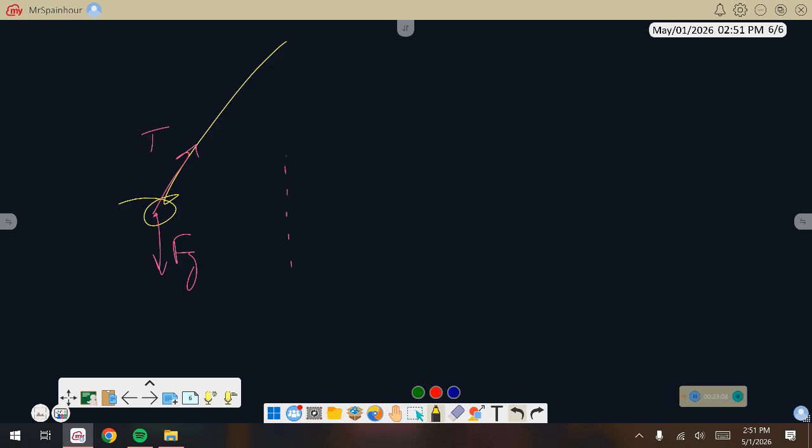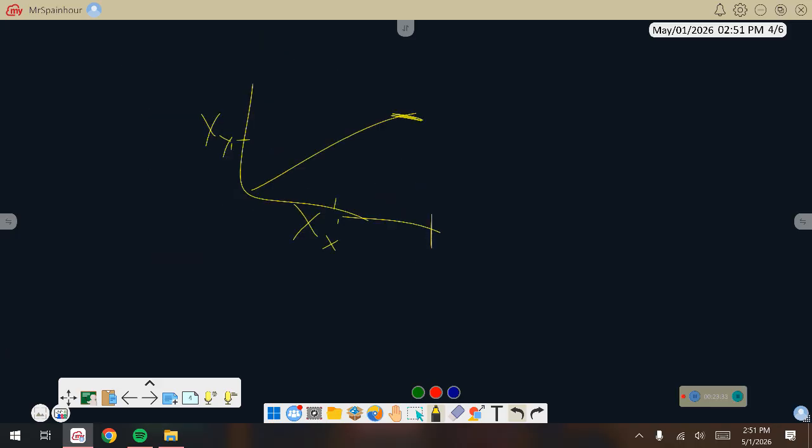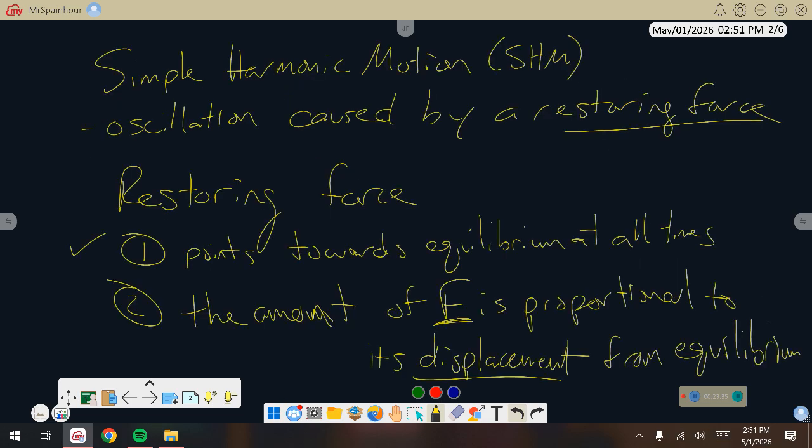Equilibrium would be right about here. This is currently left of the equilibrium point. Is tension in the X pointing towards the equilibrium? Cool. As the pendulum swings by past the equilibrium point, the moment it swings by, does tension in the X automatically switch direction so that it's still pointing towards equilibrium? Yes. So in other words, you're on the left side, force points right. You're on the right side, force points left. Boom, we've knocked out number 1.